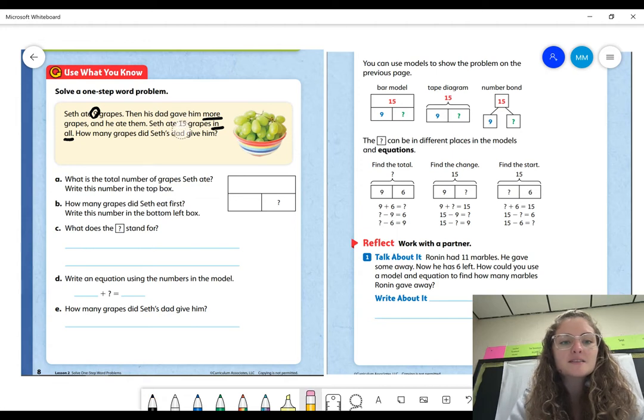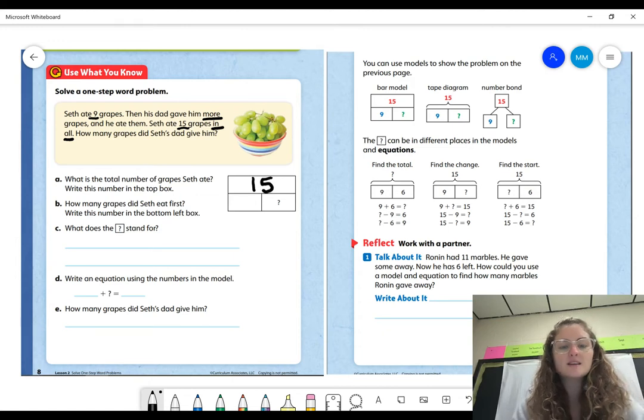Here, let me erase it so you can see it a little better. He ate 15 grapes in all. So I'm going to write 15 in this box. Oh, this kind of looks like a number bond. We're going to talk about the number bond ways that we can see.